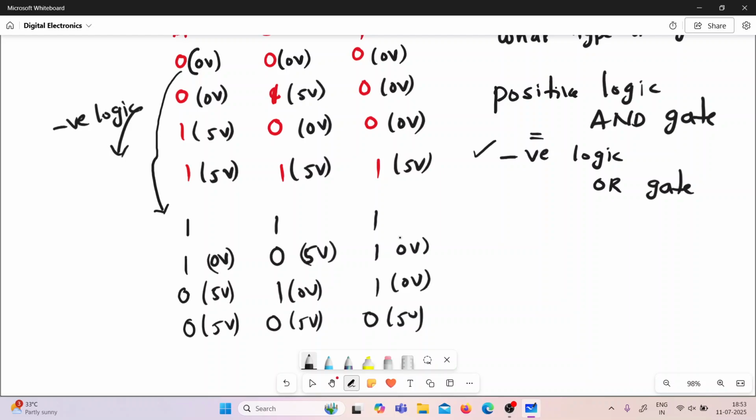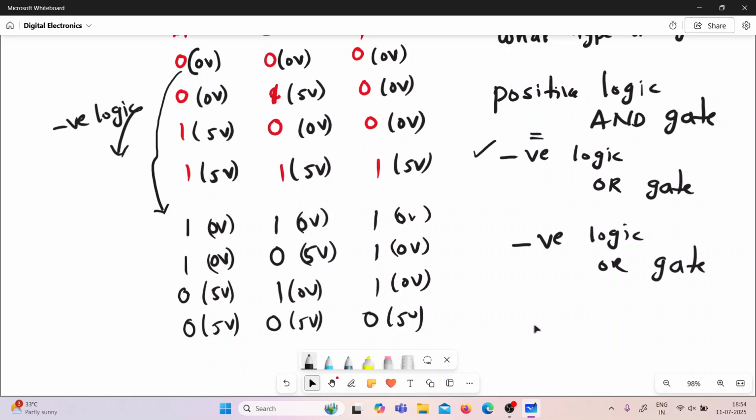If you observe this, logic 0 is applied higher voltages, and this is called the negative logic OR gate. Negative logic OR gate: higher voltage is applied to logic 0 and lower voltage is applied to logic 1.